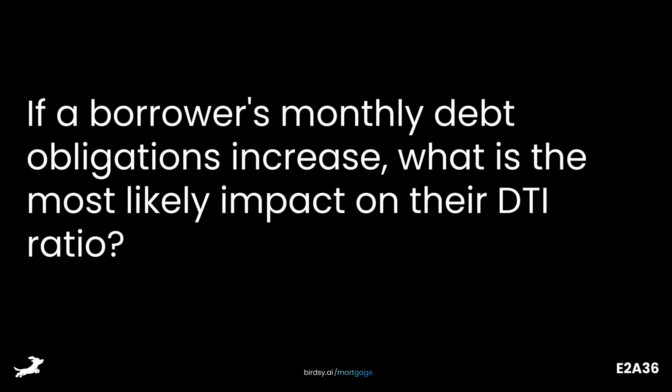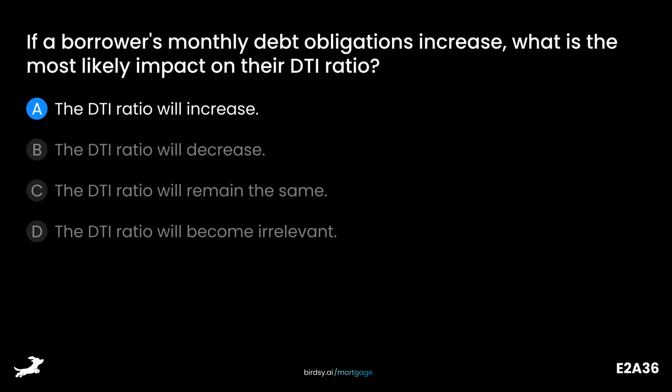If a borrower's monthly debt obligations increase, what is the most likely impact on their DTI ratio? Is it A, the DTI ratio will increase, B, the DTI ratio will decrease, C, the DTI ratio will remain the same, or D, the DTI ratio will become irrelevant?